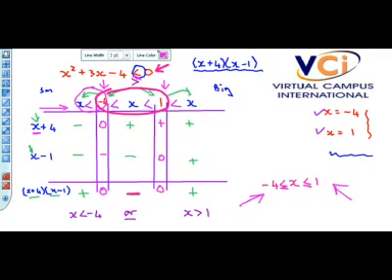That's all that would happen if you had a smaller and equal, or bigger and equal.